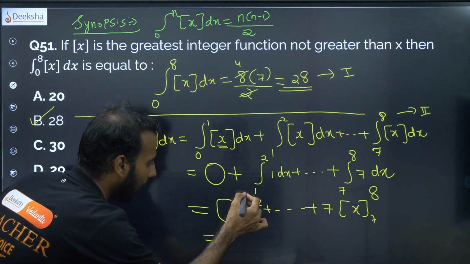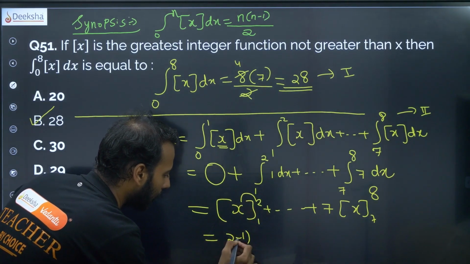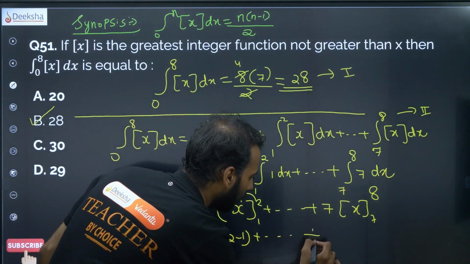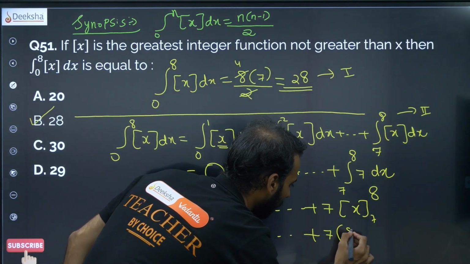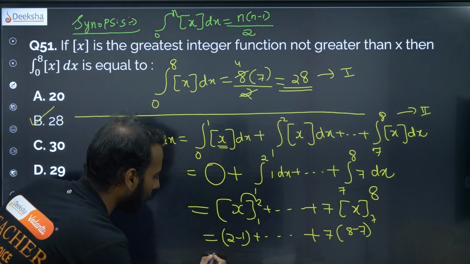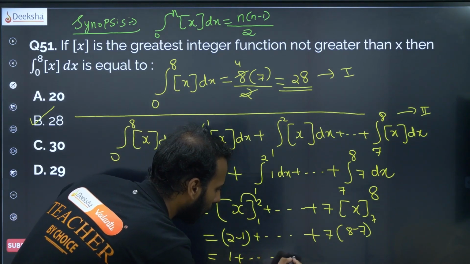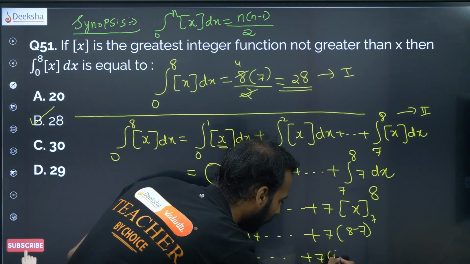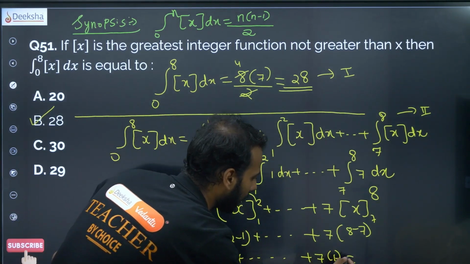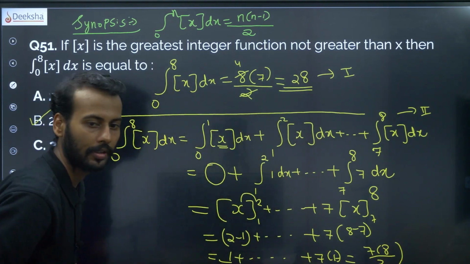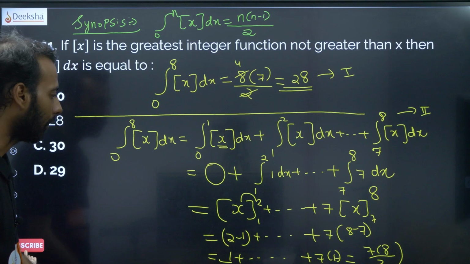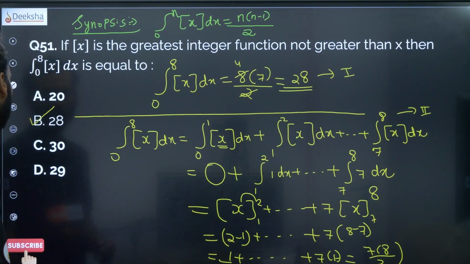So upper limit minus lower limit, 2 minus 1 plus so on 7. Here what you will get, 8 minus 7. So if you observe here, 1 plus so on plus 7. So the sum of first 7 terms is 7 into 8 by 2, which is 28.